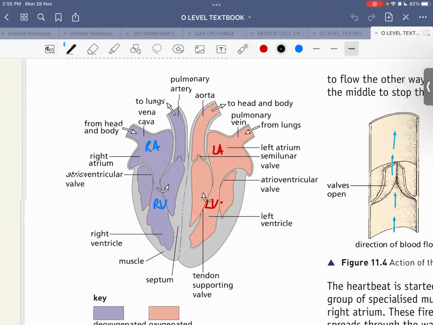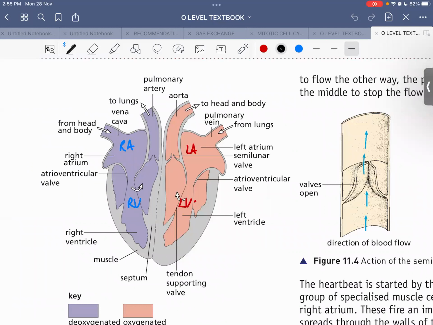Right atrium, right ventricle, left atrium, left ventricle. Right atrium and right ventricle are the right side of the heart. Left atrium and left ventricle are the left side of the heart. The right atrium is receiving impure blood from the entire body through a vessel. What is the name written for that vessel? Look in the diagram and tell me.